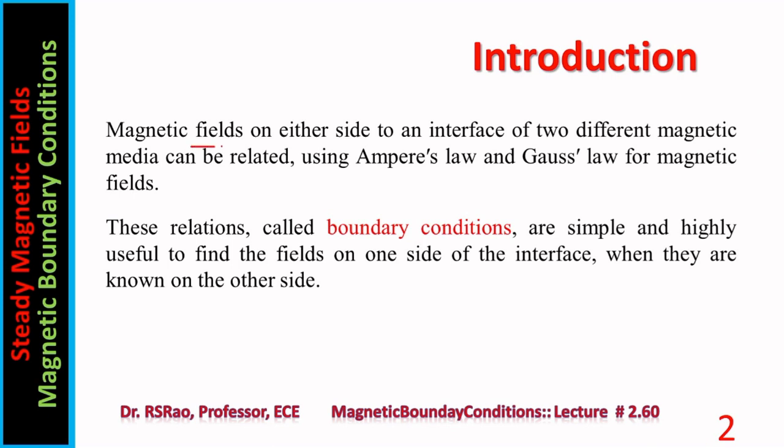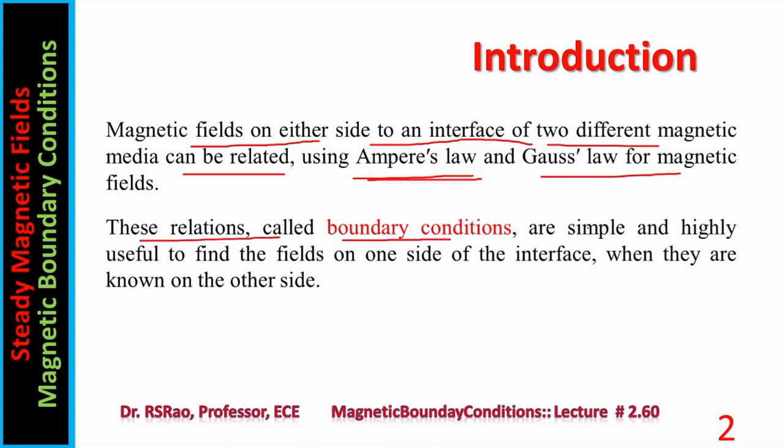As already mentioned, magnetic fields on either side of an interface of two different magnetic media can be related. The origin of these relations is Ampere's law and Gauss law for magnetic fields. Here Ampere's law means Ampere's circuital law. Gauss law for magnetic field means closed surface integral B dot dA equal to 0. These relations, called boundary conditions, are simple and highly useful to find the fields on one side of the interface when fields on the other side of the interface are available.